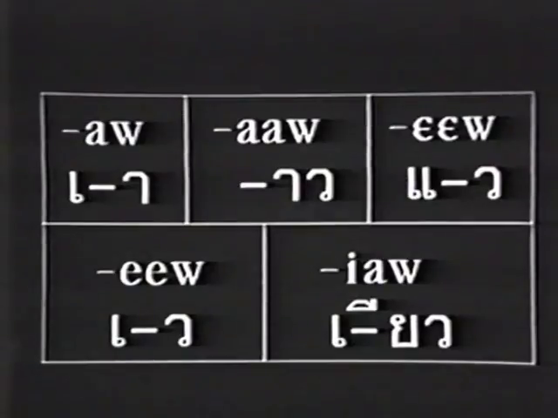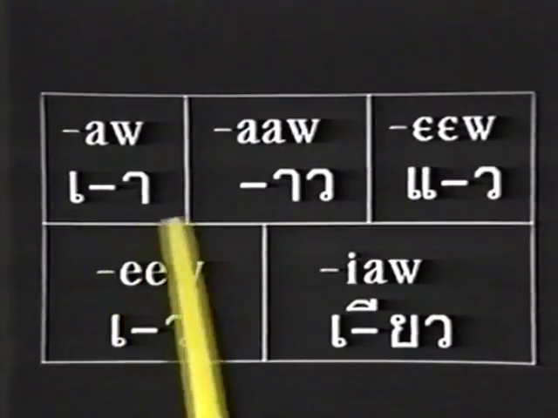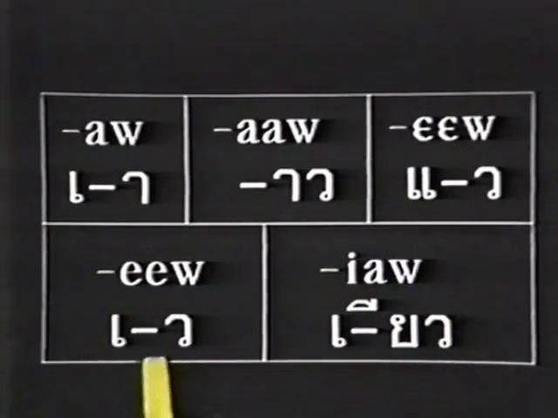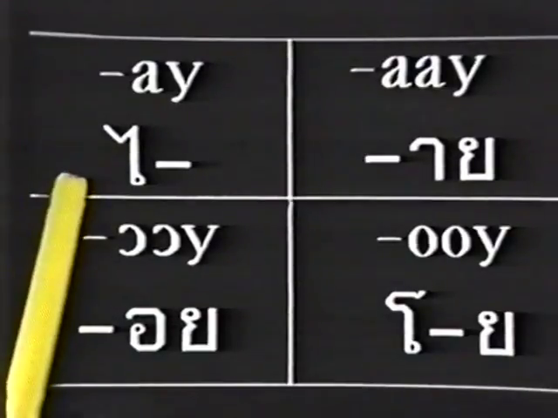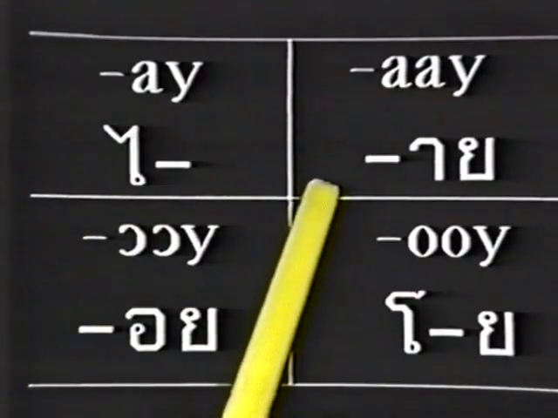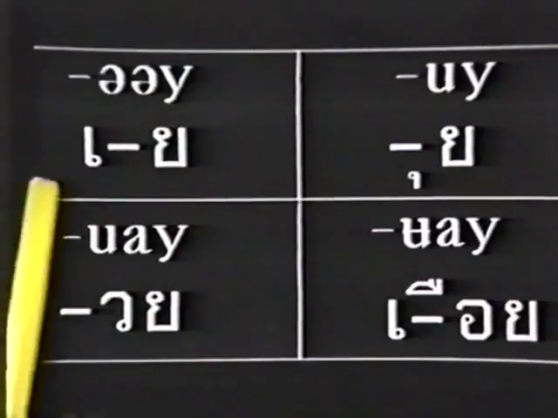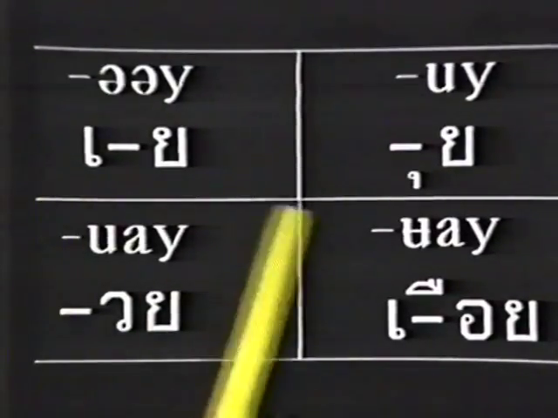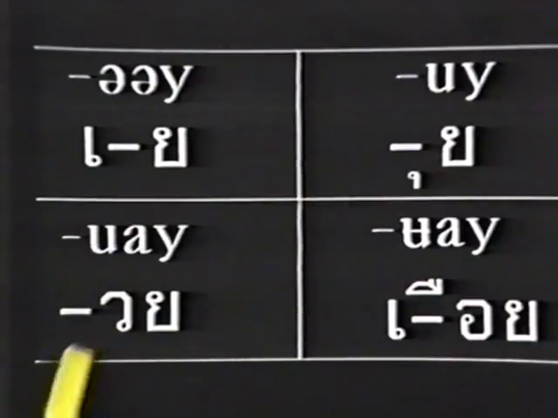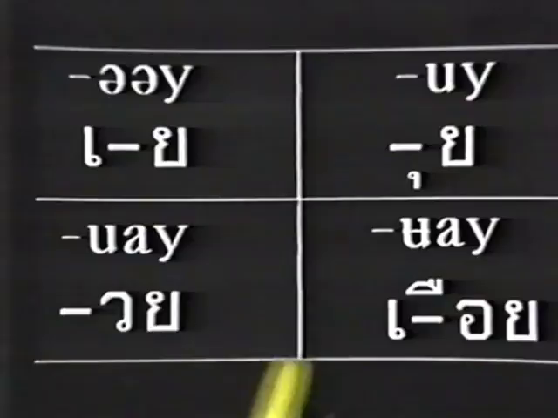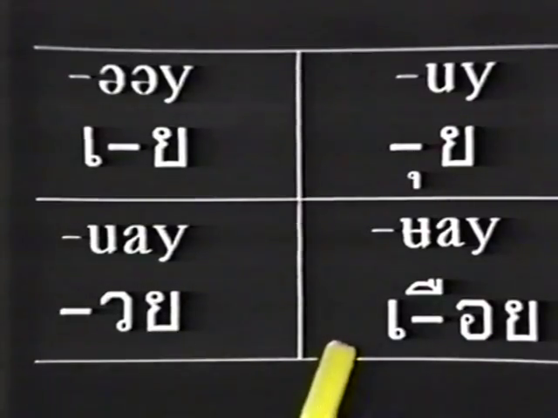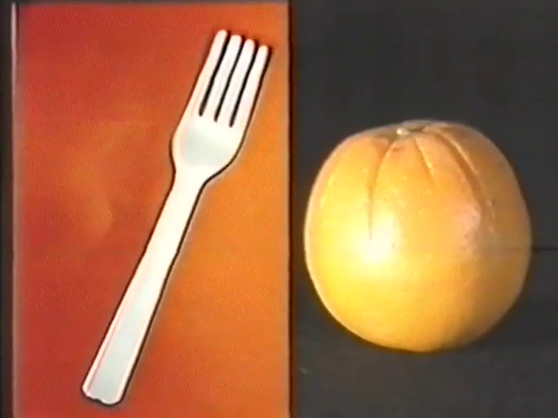There are also combinations when the final sounds are w and y. Some of the vowels may sound similar.